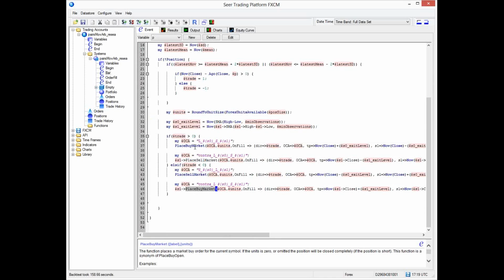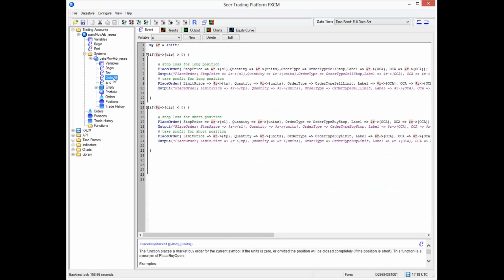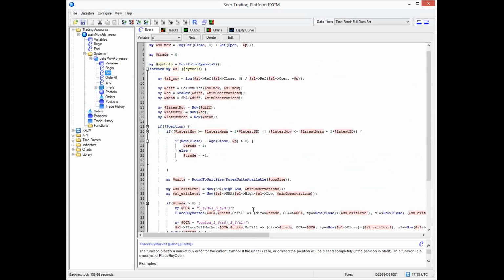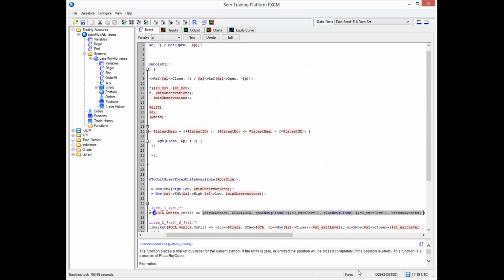Now, what we've got is an entry into the market. When these entries get placed, or when the orders get filled, Seer would call my order fill event. In my order fill event, I get those parameters that I sent through into a variable called R, and again I'll just go back in there and quickly show you where those parameters are. They're in an on fill event over there. Okay, those are the parameters, and I've got DIR, OCA, take profit, stop loss, etc.